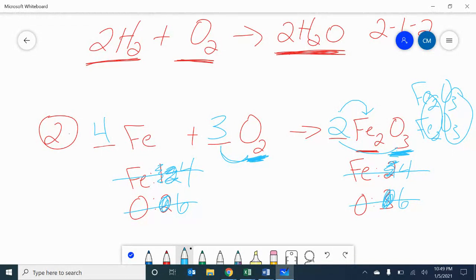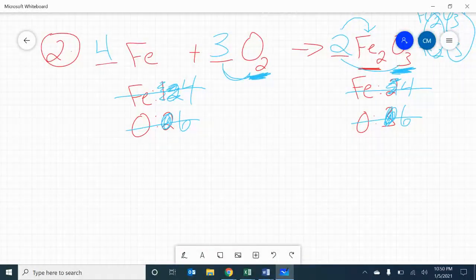Okay, but we're balanced. I got 4 irons on the left, 4 on the right, 6 oxygens on the left, 6 on the right. Now we're balanced. We've obeyed the law of conservation. In this experiment, this equation would actually go and run its course. Okay. All right, let's try the third one.